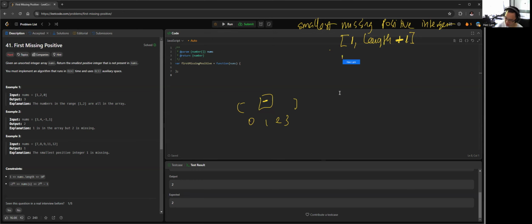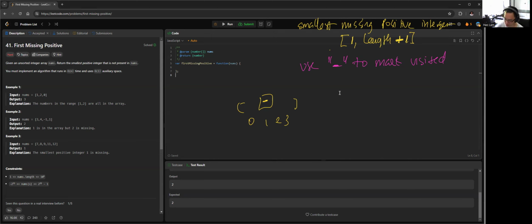So we use negative to mark visited. If it is negative, it means it's already visited. If it is positive, it means it is a missing integer.